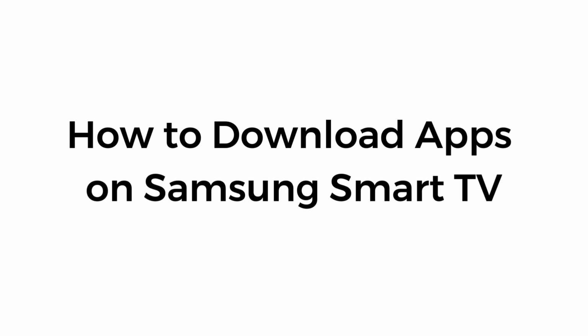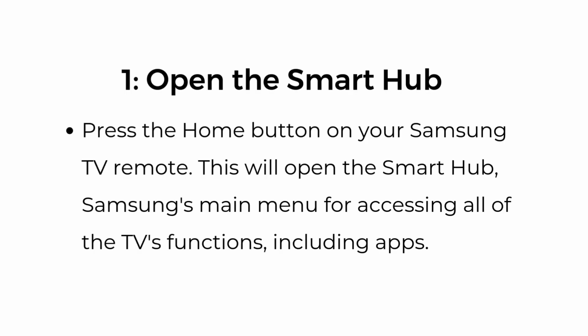How to download apps on Samsung Smart TV. Step number 1. Open the Smart Hub. Press the Home button on your Samsung TV remote. This will open the Smart Hub, Samsung's main menu for accessing all the TV's functions, including apps.